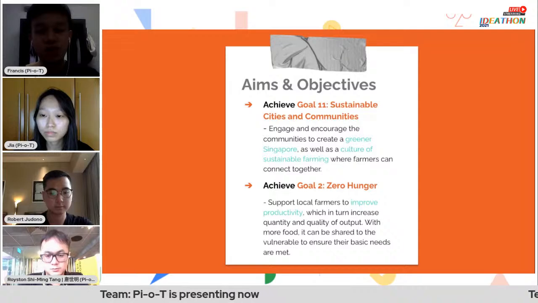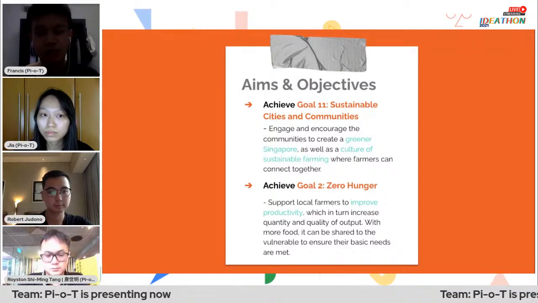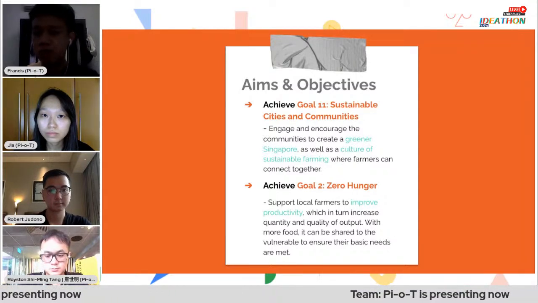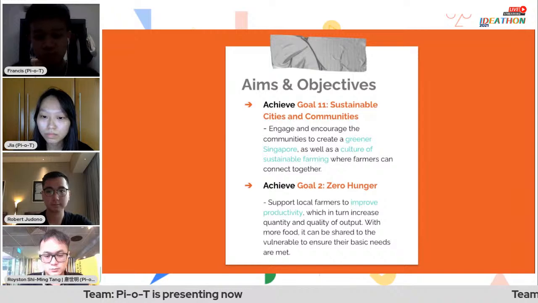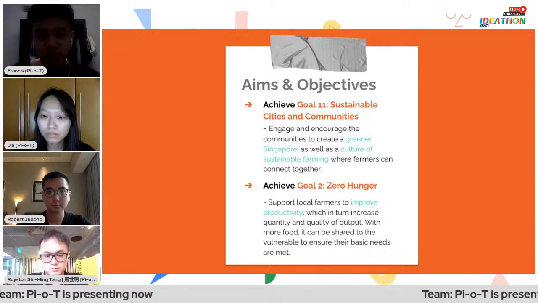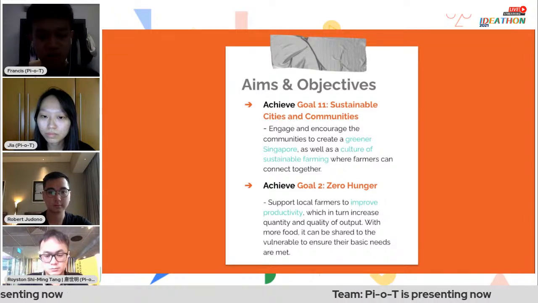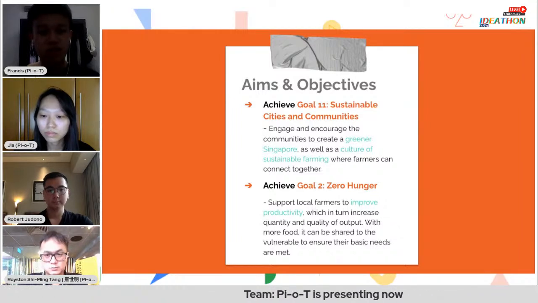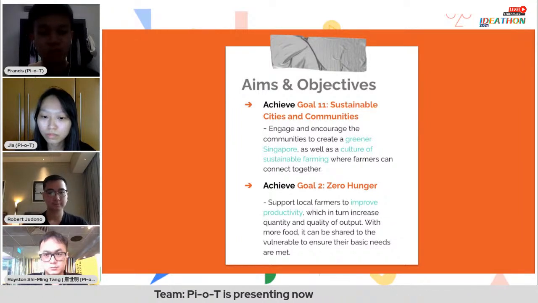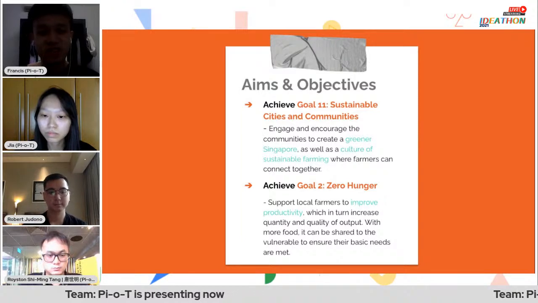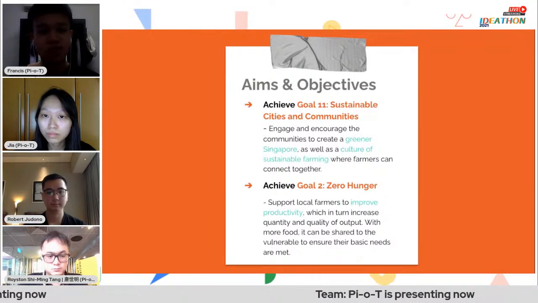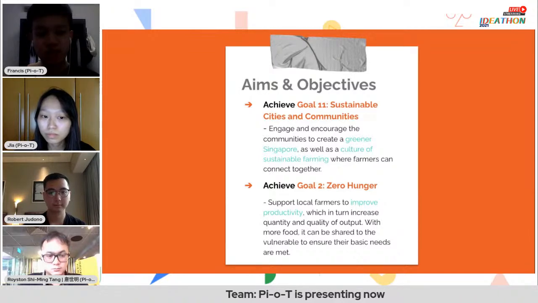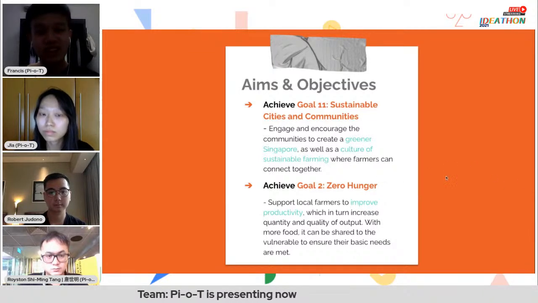While we aim to solve goal 11, we also aim to achieve zero hunger, which is goal 2, by improving the productivity of local farmers, which will then increase the quantity and quality of output. With more food, we believe that the farmers can share this extra food with the vulnerable people to ensure that their basic needs are met.